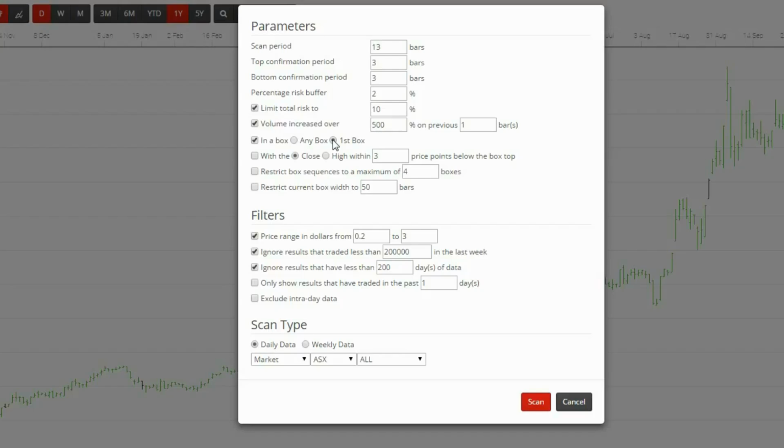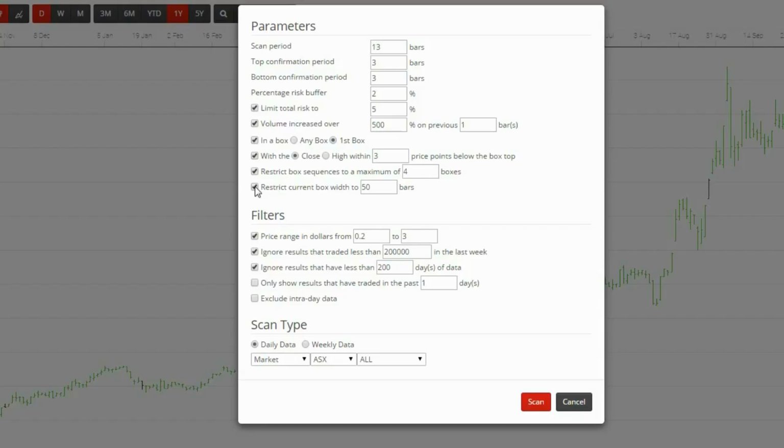You can also refine your results by ticking the next box, with the close or high within X price points below the box top. This will bring up charts that are closer to breaking out. You are able to restrict the sequence to a maximum of X boxes. Maybe you only want to see charts with a certain number of Darvas boxes on them. We originally put the next option in to cut out anything that had been going sideways for an extended amount of time. That is what you are doing by clicking Restrict Box Width to X bars.